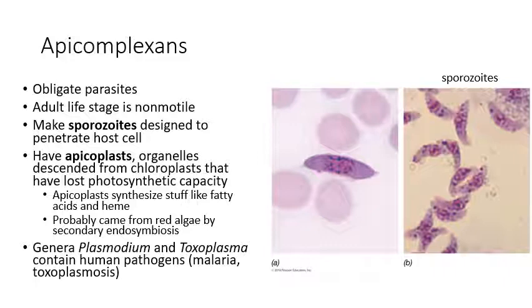Finally, you have the Apicomplexans, which are obligate parasites, which means they don't have any other way of living than to be a parasite. If they try to live on their own without a host, they can't do it. They will die.